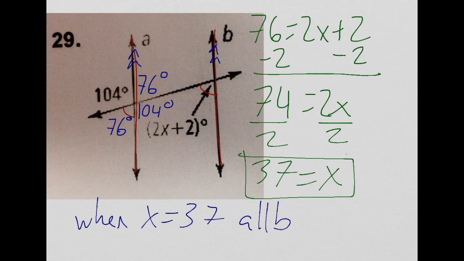Again, you could have also done this using that if same-side interior angles are supplementary, then my lines would be parallel. I could also do if alternate interior angles are congruent, then my lines would be parallel as well. Those are also two valid strategies.